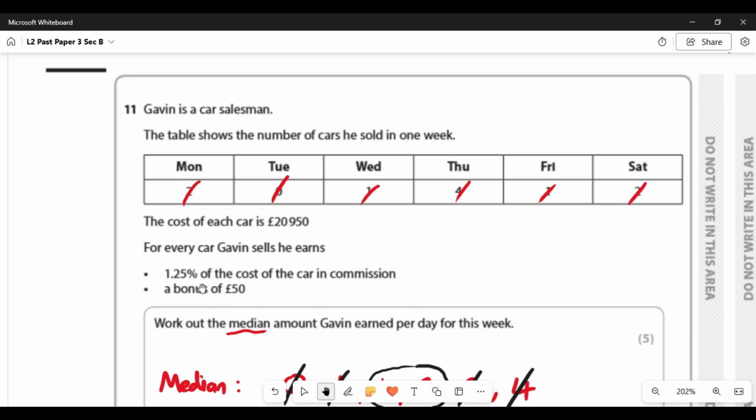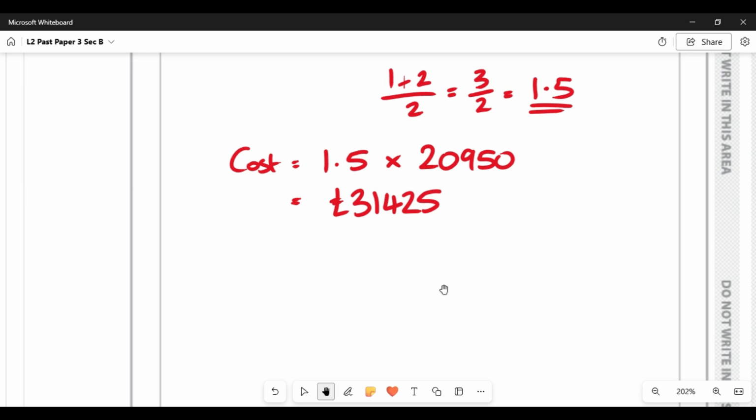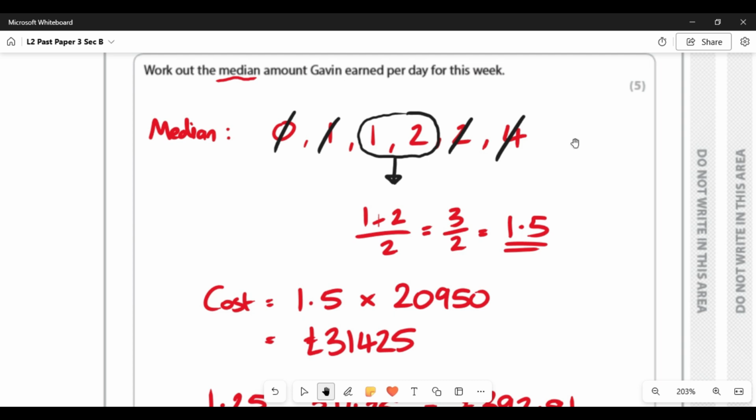So we're going to need 1.25% of the cost of the car in commission. So 1.25% of this. So we're going to need 1.25% of 31,425. So 1.25 divided by 100 times by 31425. That gives me a commission of £392.81. Okay, let's just double check the question again.